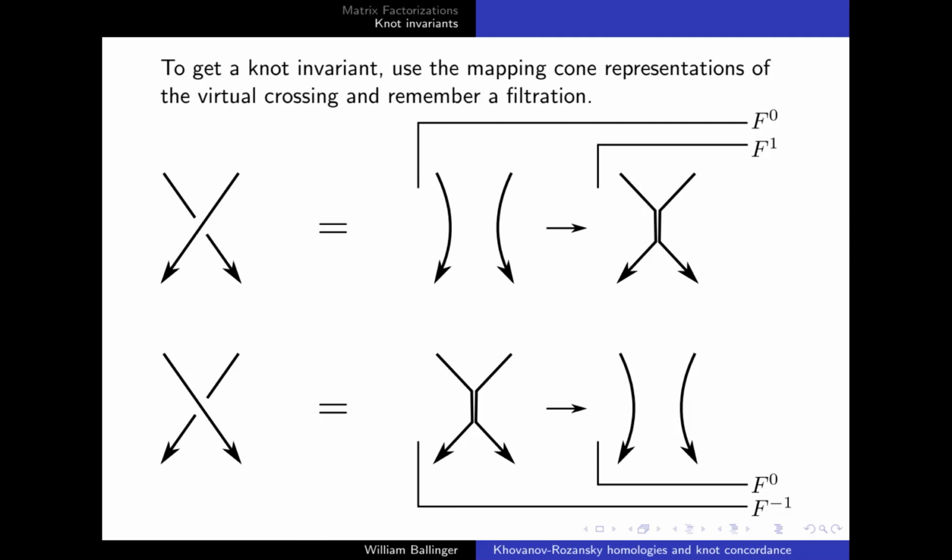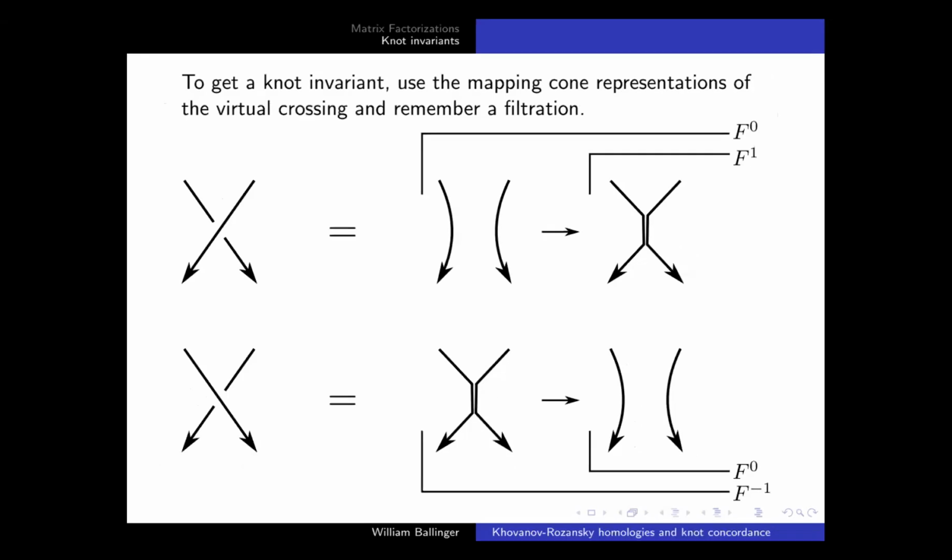But if we remember a bit of extra data about the mapping cone, we can keep track of a filtration on the matrix factorization and assign a filtered matrix factorization to every crossing. So for a positive crossing, we're going to take the mapping cone of the straight resolution to the singular resolution, but then put the singular resolution in filtration level 1 and put the straight resolution in filtration level 0. And then similarly for the negative crossing, we just flip the terms around and put one term in filtration level -1, another term in filtration level 0.